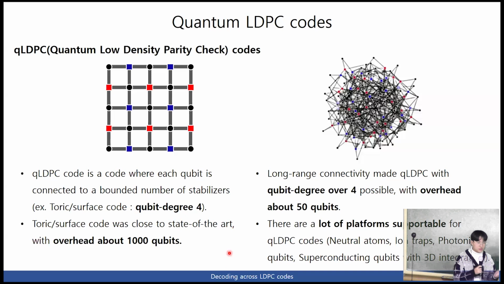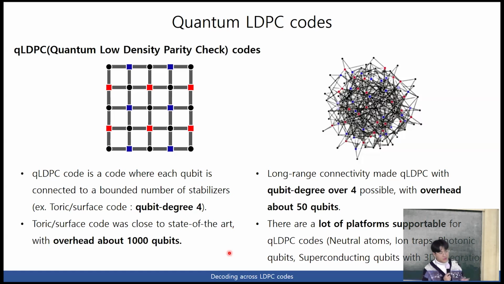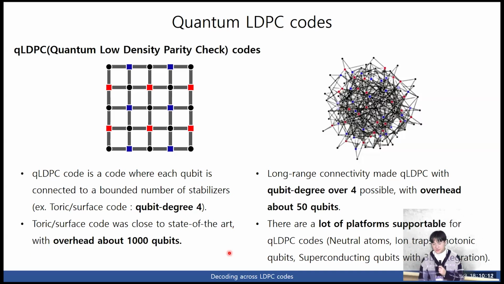Also, the strength of the QLDPC codes is that lots of platforms can support them, like neutral atoms, ion traps, photonics, and superconducting qubits, which are the main platforms.